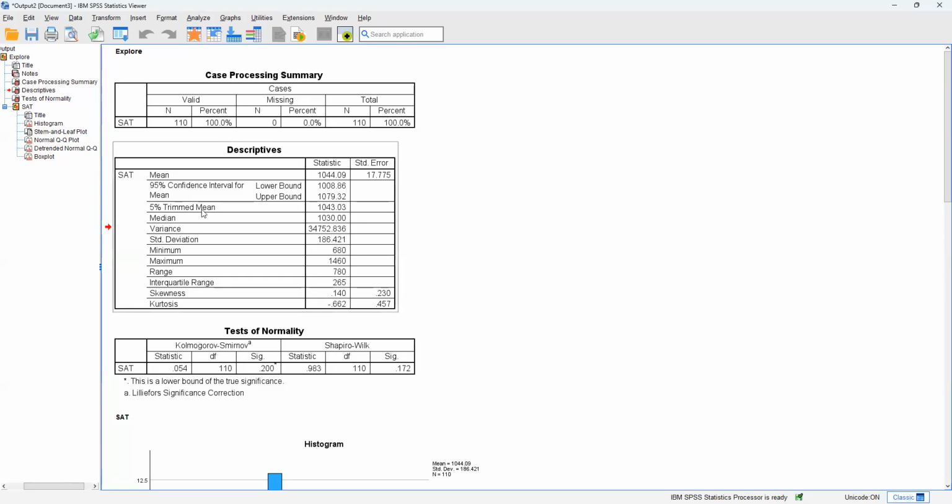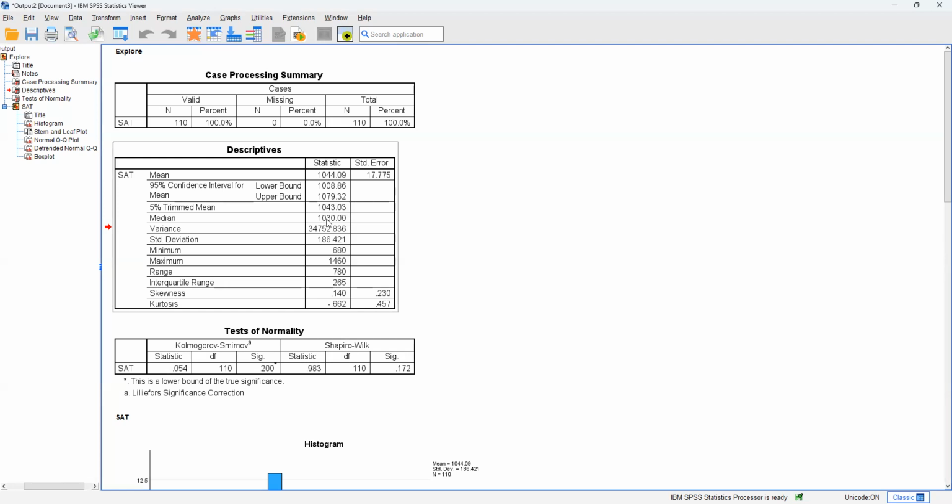The 5% trimmed mean gets its name by trimming off the high end of the distribution and the low end of the distribution. So 5% of the cases on the high end for SAT and on the low end for SAT are lopped off here. And that's to control for any outliers. So if there are outliers, the mean and trimmed mean will be quite a bit different, but they're very close to each other in this case, indicating that there aren't any outliers in our data set.